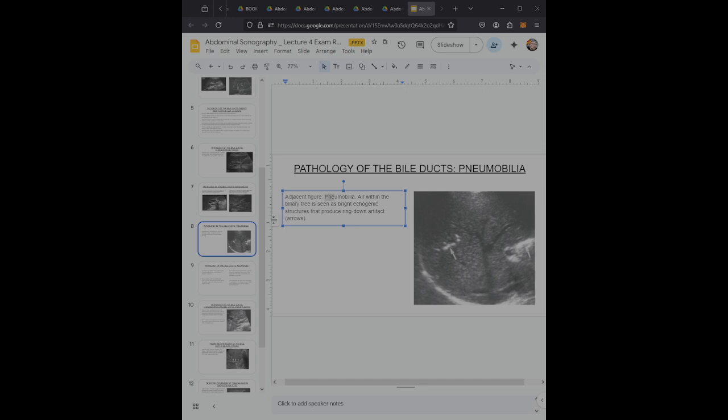Clinical findings include symptoms of acute cholecystitis, upper quadrant pain, and a positive Murphy sign. Sonographically, echogenic linear structures within the ducts will produce ring-down artifacts and dirty shadowing.